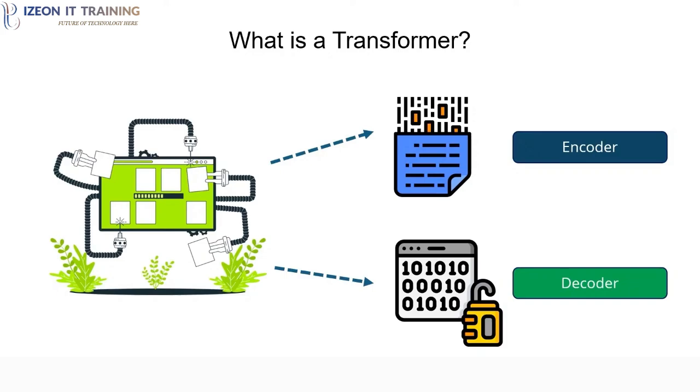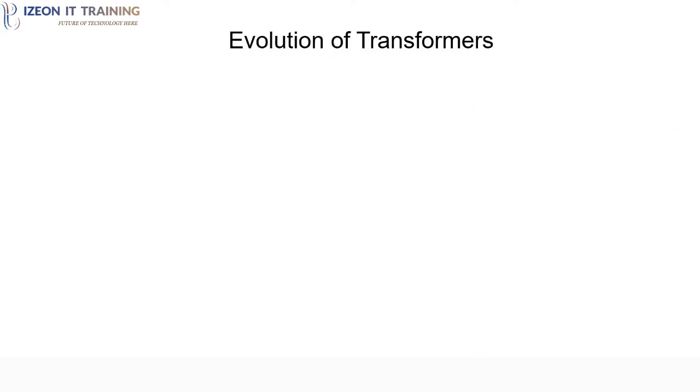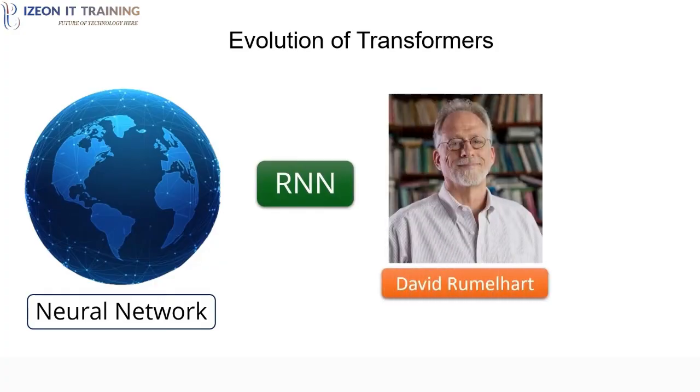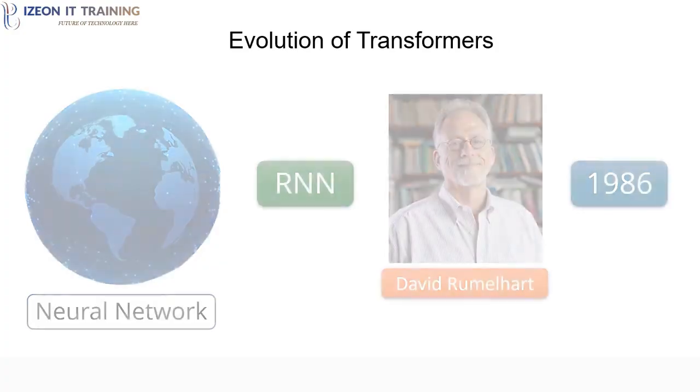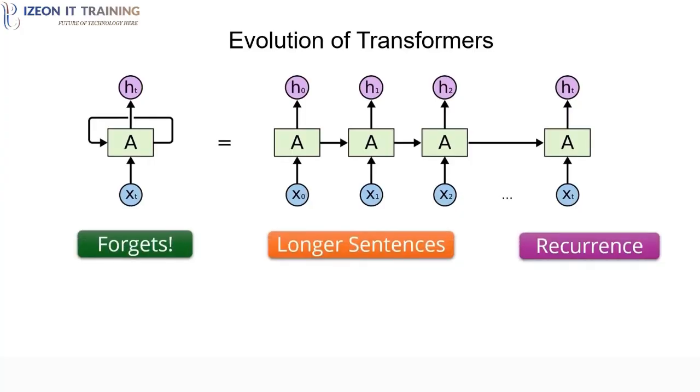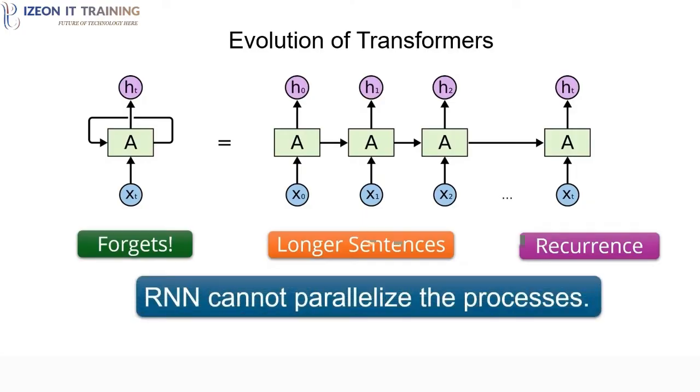Now that we have the idea of transformers, let's discuss how they evolved. Before transformers, there were other neural networks like RNN, recurrent neural networks, invented by David Rumelhart in 1986. However, RNNs faced significant challenges. They would forget early parts of the sequence as they processed longer ones and couldn't handle dependencies efficiently. Additionally, RNNs relied on recurrence, which made them inefficient and incapable of parallelization.